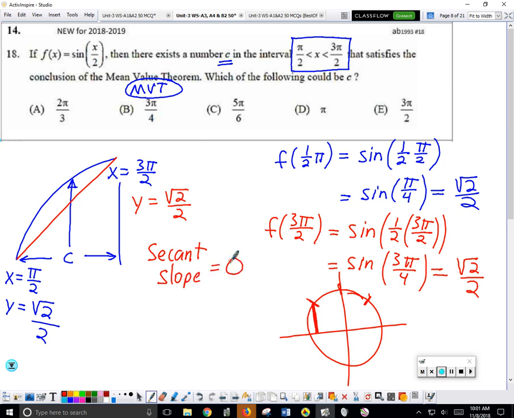Okay, listen close. Hey, don't leave. Does anybody have a question on why the secant slope is 0? Slope means change in y divided by change in x. You okay with that? How much does the y coordinate change from this end to this end? It doesn't change at all. So the change in y is 0 divided by whatever would be 0.